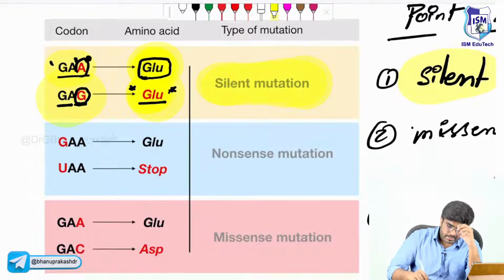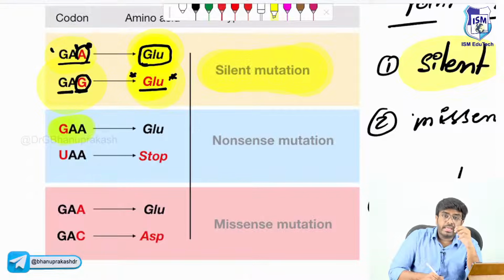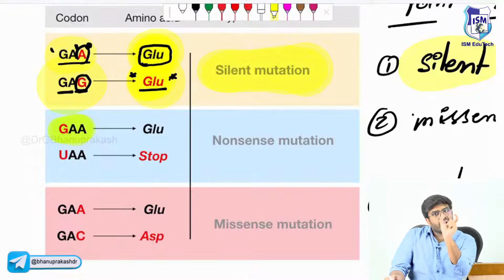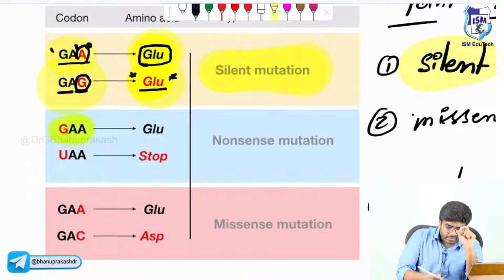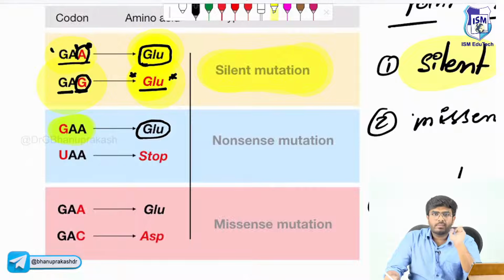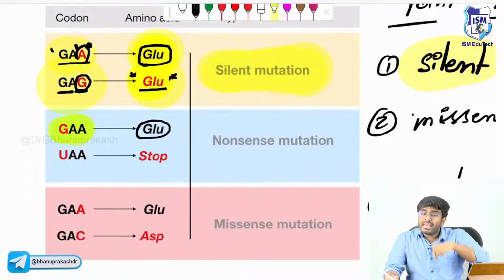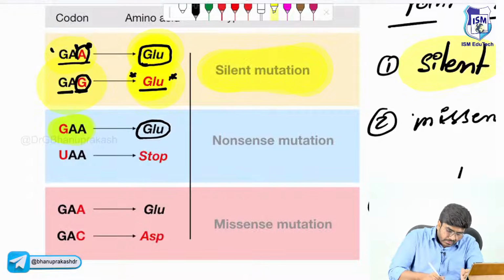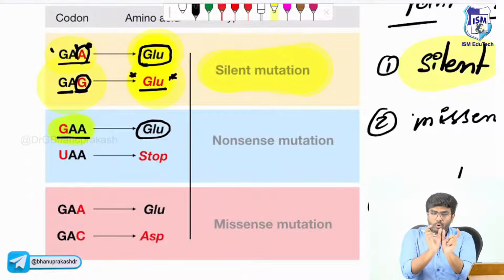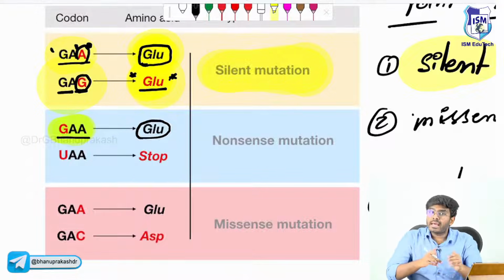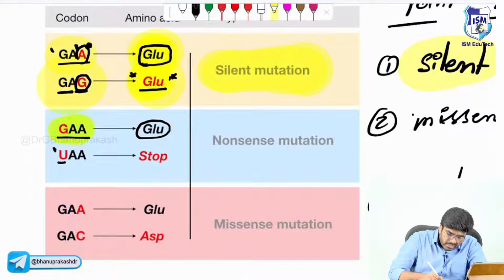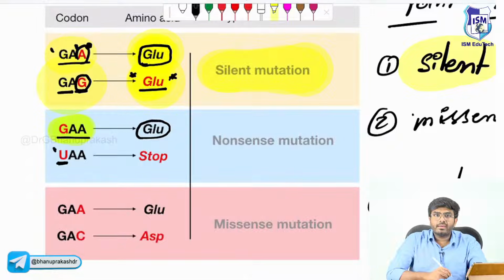Next. This is the codon, GAA. These three nucleotides are called one codon. This GAA is coding for glutamic acid. Well and good. But some point mutation occurred in the DNA. So in the RNA, the codon was supposed to be GAA, but now in the place of G, U is coming. In the place of guanine, uracil is coming.